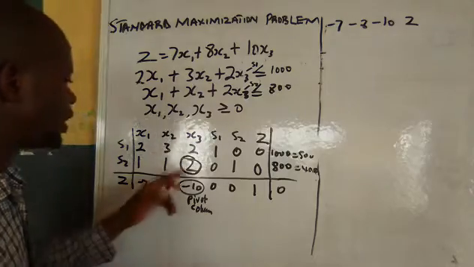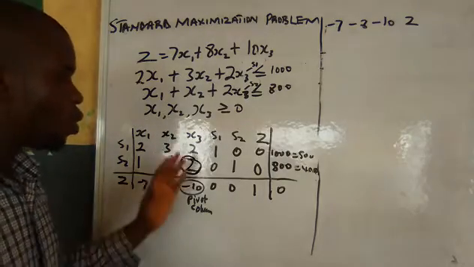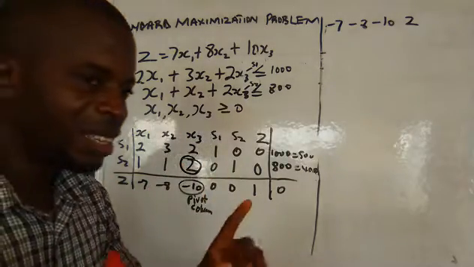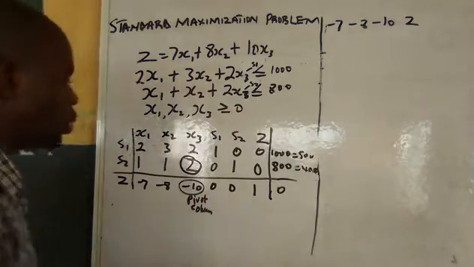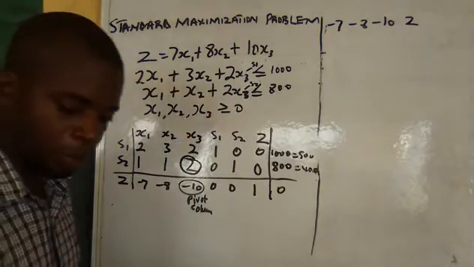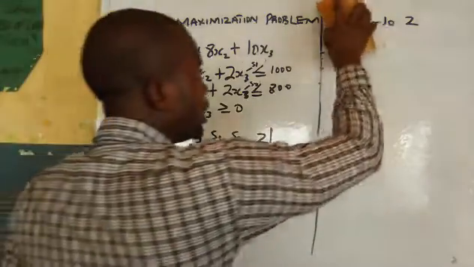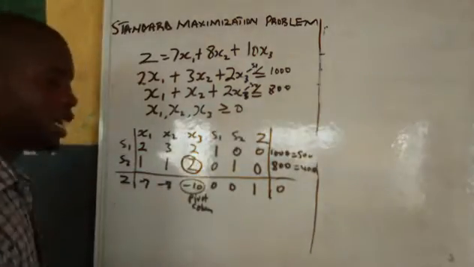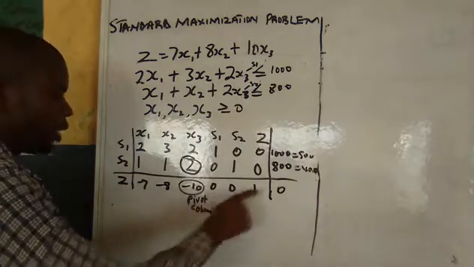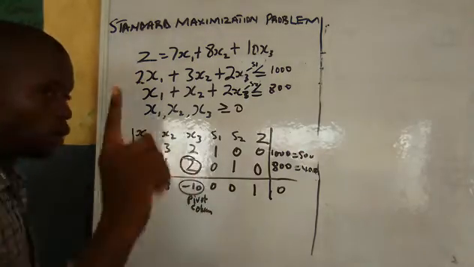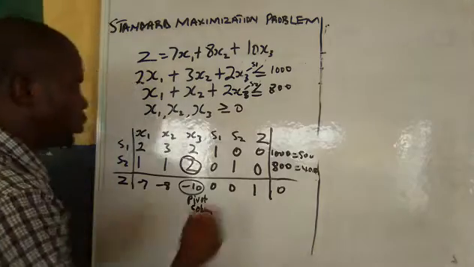Now, having gotten our pivot element, this is where you need to listen very well. We are going to form another table. In forming that table, we need to get new row 1, new row 2, new row 3. The new row 2 is what we are going to do first. So how do you do that?